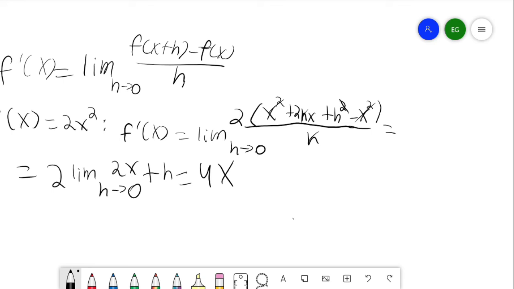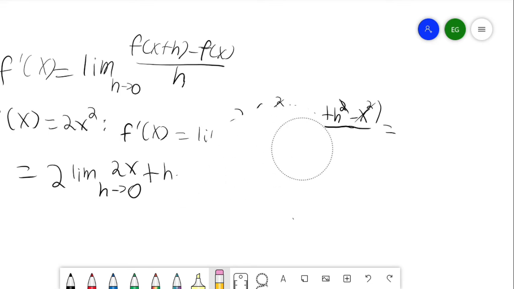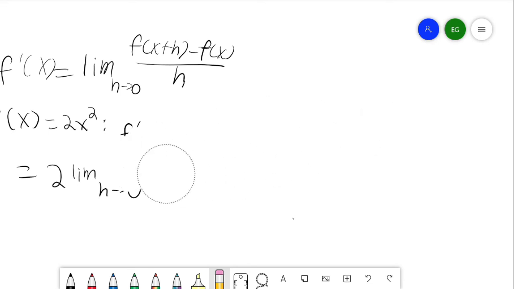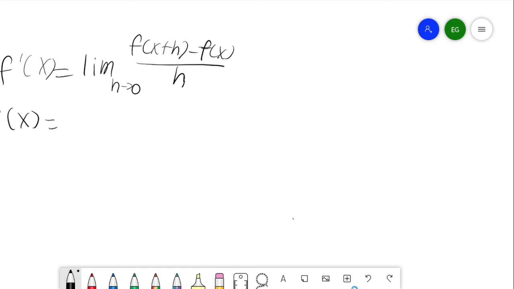So now let's look at something a bit more tricky. So let's see. Let's erase this. And instead of looking at 2x squared, let's look at something more general. How about x to the n power? So let's see what will be our derivative. f prime of x. So let's take this crazy limit.